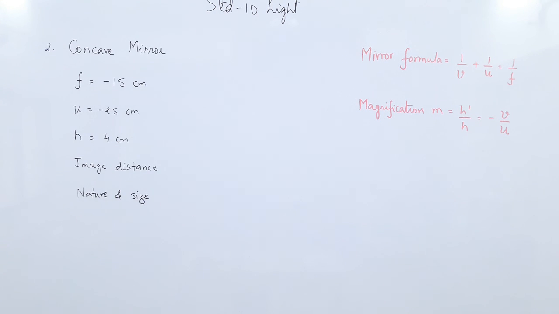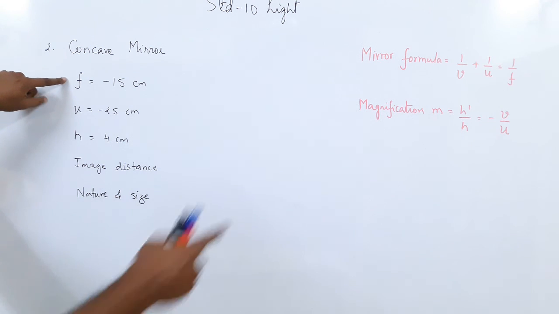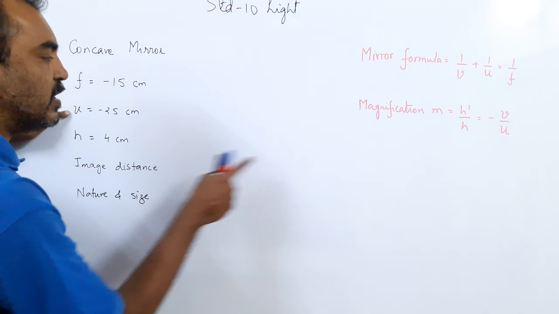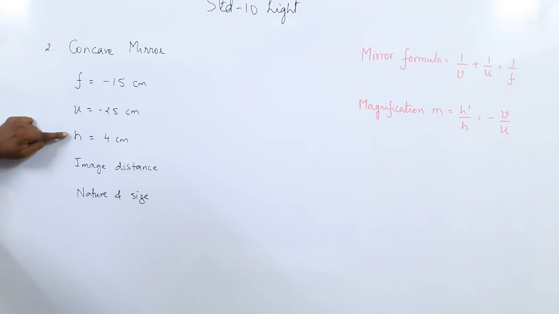I have put the signs for you, but first let me read the second question. An object 4 cm in size is placed 25 cm in front of a concave mirror of focal length 15 cm. So it is given a concave mirror. If it is mentioned a concave mirror, the focal length is on the left side, so it will be negative. The object is placed at 25 cm, but the object is always placed on the left side, so minus 25. This time the height is mentioned, 4 cm. We have to find the image distance, nature and size.